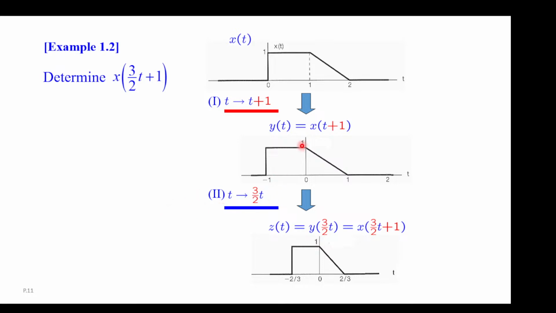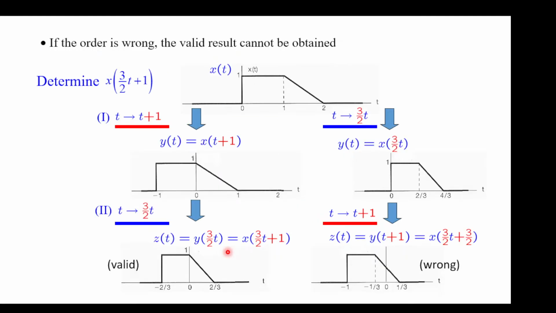Then you do this time compression. You multiply t by 3 over 2, then you have z of t equal to y of 3 over 2t, and you see that this will get what we want. Because t becomes 3 over 2t, your final signal is x of 3 over 2t plus 1. Because 3 over 2 is bigger than 1, everything gets compressed by a factor of 3 over 2. So this 1 becomes 2 over 3, and this minus 1 becomes minus 2 over 3.